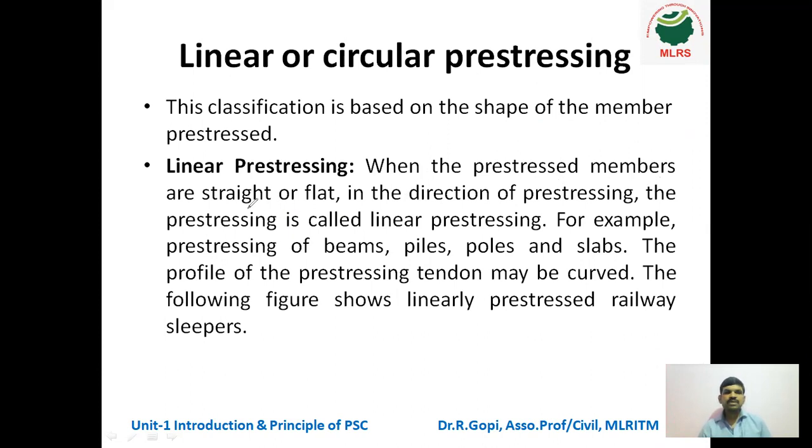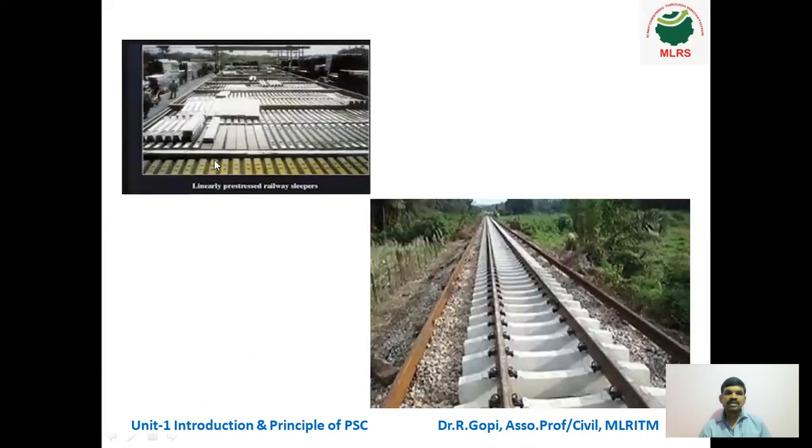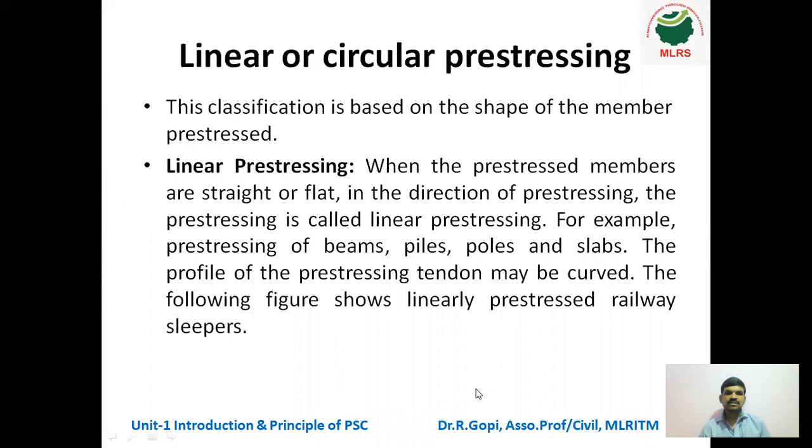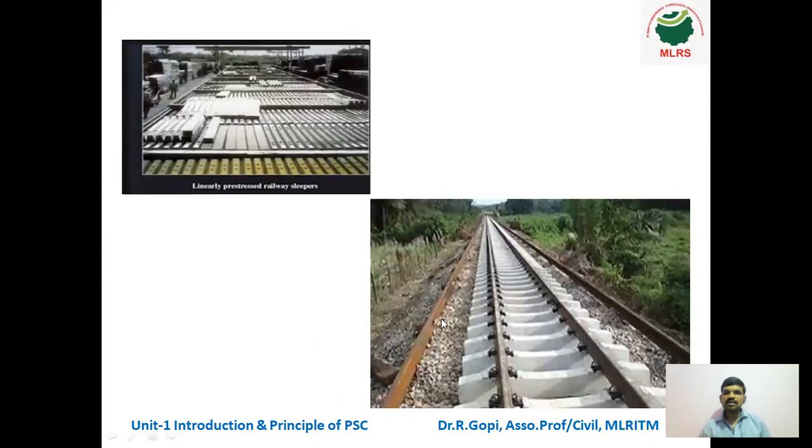Okay. So when the prestressed members are straight or flat in the direction of the prestressing, the prestressing is called linear prestressing. Okay, for example, prestressing of beams, smaller beams, piles, poles, slabs, and also railway sleepers. So these are all constructed using the linear prestressing method. The profile of the prestressing tendons may be curved. The following figure shows linearly prestressed railway sleepers. You can see here railway sleepers. Curved in the sense not in plan, but in its linear shape.